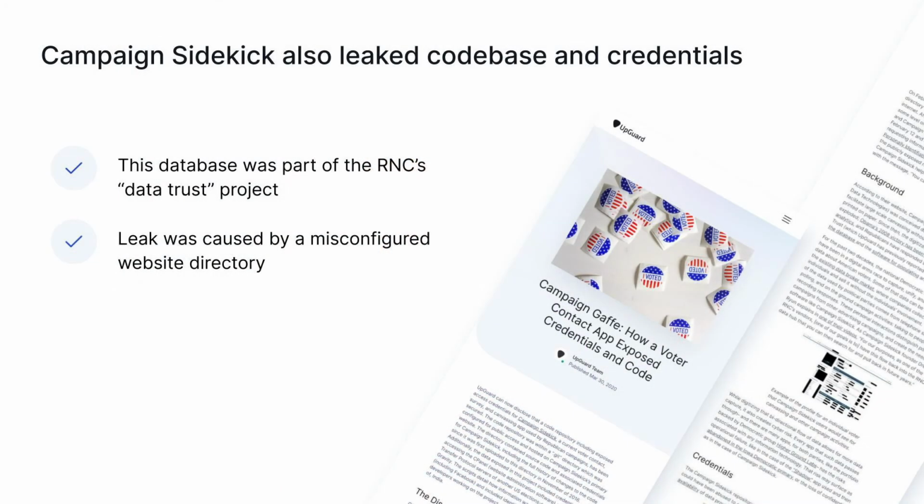Those on-the-ground campaign activities are also mediated by technology vendors, like a company called Campaign Sidekick, a get-out-the-vote app that left its codebase and credentials publicly accessible via a misconfigured website directory. You can read more about these and many other cases involving elections and personal data, including our discovery of the codebase of a Cambridge Analytica affiliate, on the UpGuard breaches blog.